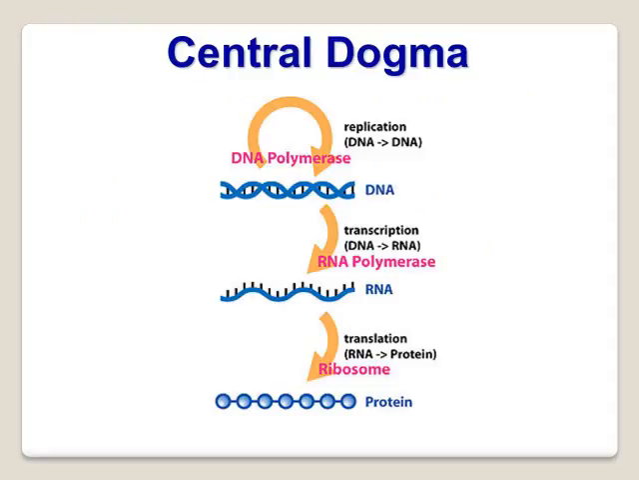Let's talk about central dogma. Central dogma of biology is this process where DNA is replicated to form other DNA molecules. The DNA is transcribed to make RNA. RNA is translated to make protein. And as you all know, the proteins are the workhorses of the cells. And that basically is the central dogma.